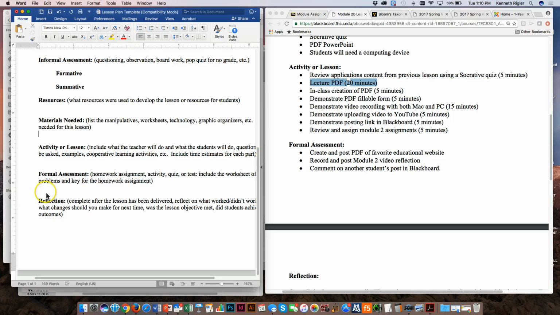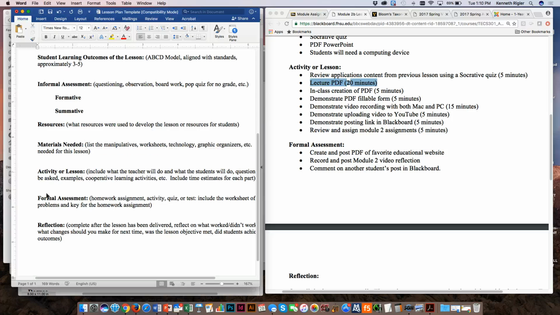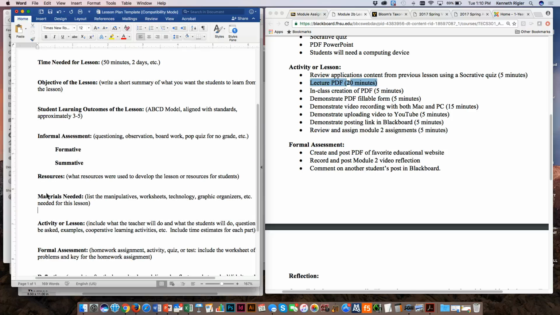The formal assessment at the end of this might be the Chapter 3 test. You don't have to make the Chapter 3 test, but you're going to identify the way you're going to assess to measure if students have learned the outcomes you identified. Your lesson plan should be complete for the 45 minutes. You are just going to be giving us a small piece of it.